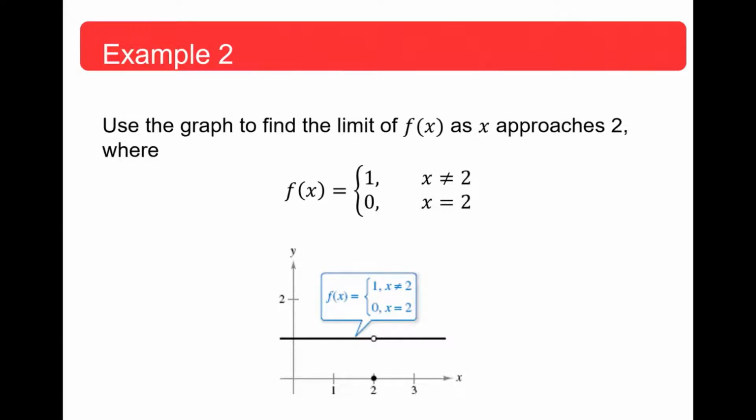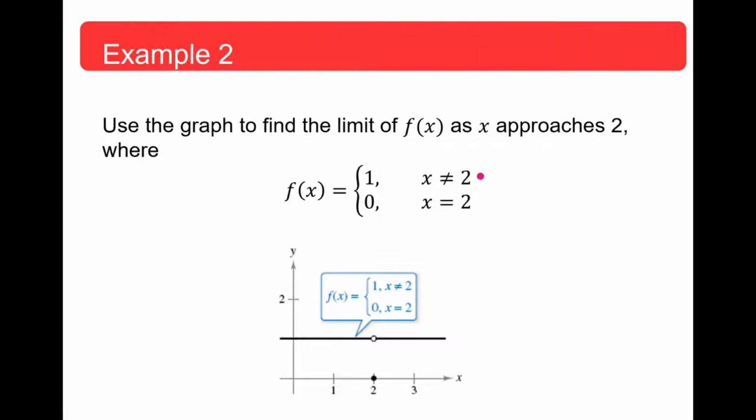Use the graph to find the limit of f of x as x approaches 2, where f of x equals 1 when x does not equal 2, and f of x equals 0 whenever x is 2. Whenever you have a function that's defined as two or more functions, we call this a piecewise function. So how the function is defined depends on what x value we're talking about.